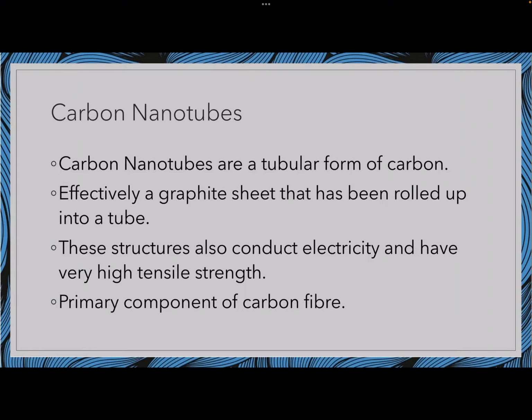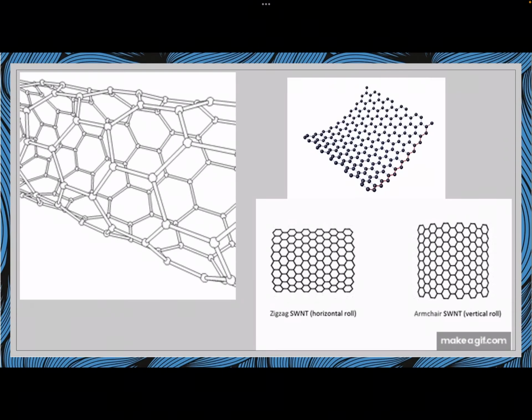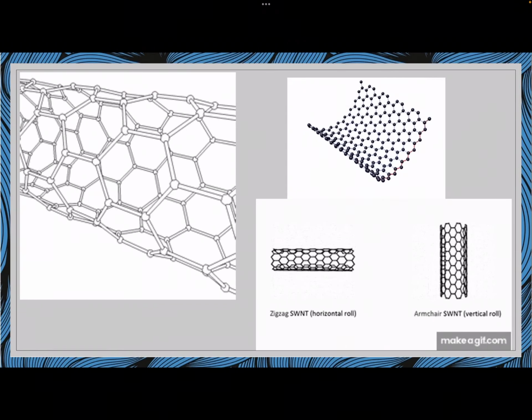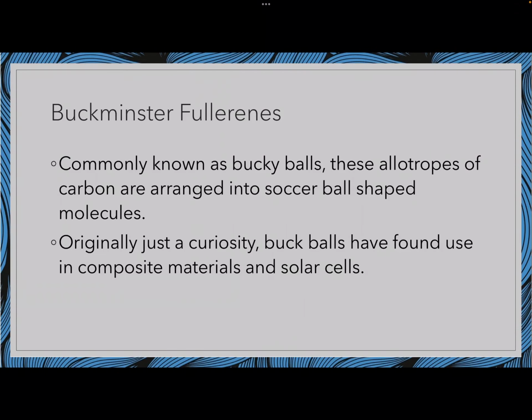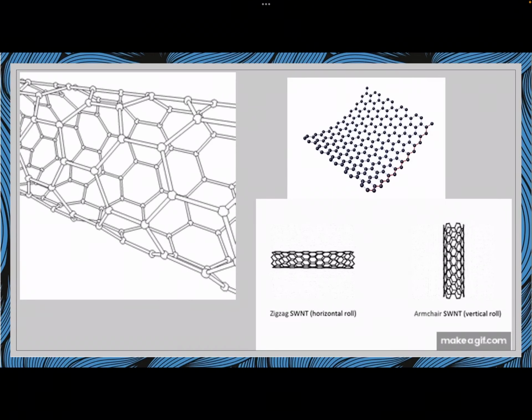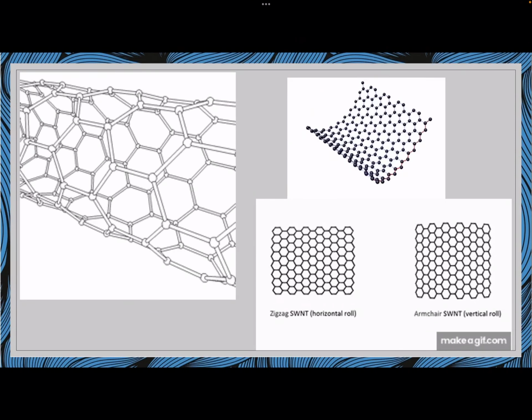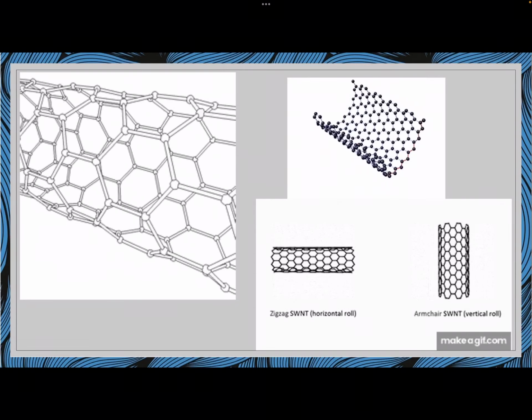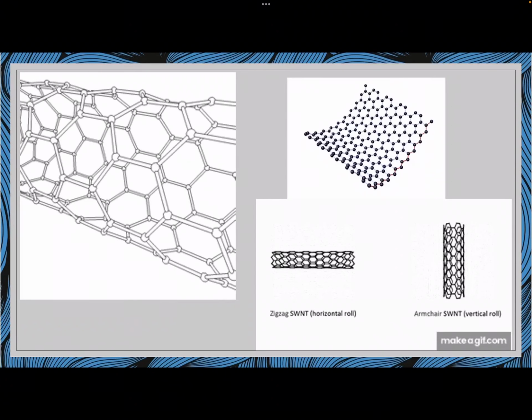Next one is carbon nanotubes. So carbon nanotubes are a tubular form of carbon. It's basically a sheet of graphite that's been rolled up into a tube. These structures also conduct electricity and have very high tensile strength. And it's the primary component of carbon fiber. So when we say carbon fiber, these are the fibers that make up your carbon fiber. Now here are some animations to hopefully show you what they look like. So it's just that hexagonal pattern rolled up into a tube. And there are several different types of tubes that we can get, and they can be very long.